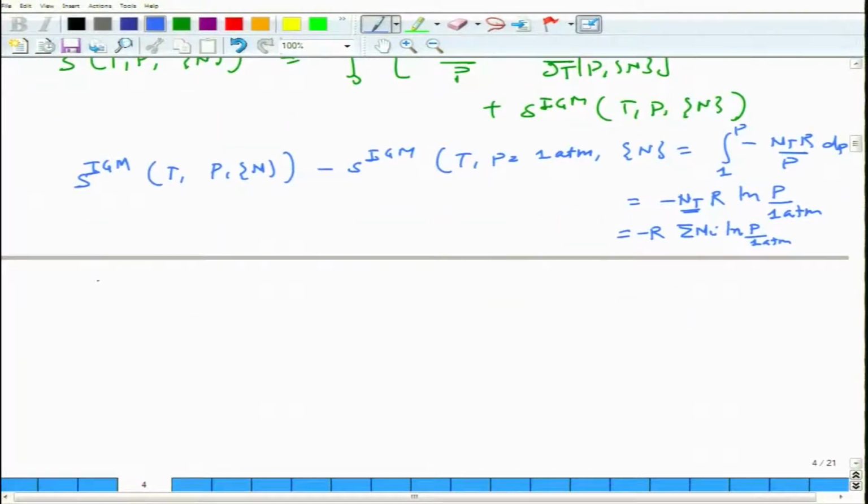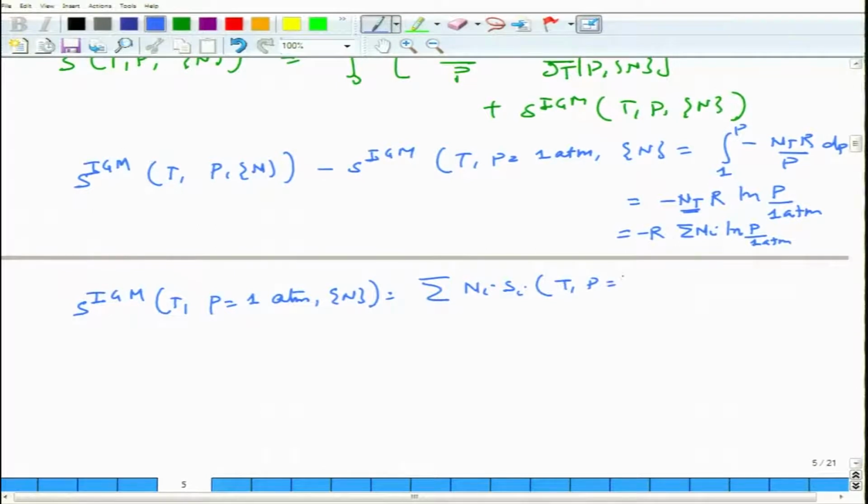So, I can make use of the expression of S^IGM which we have evaluated earlier, particularly for 1 atmosphere. So, this is going to be summation Ni Si. I am just getting this value directly from our earlier expression, minus R summation Ni ln Yi. Okay. So, now I have this expression. So, let me say this is expression number 1, this is 2 and this is 3.